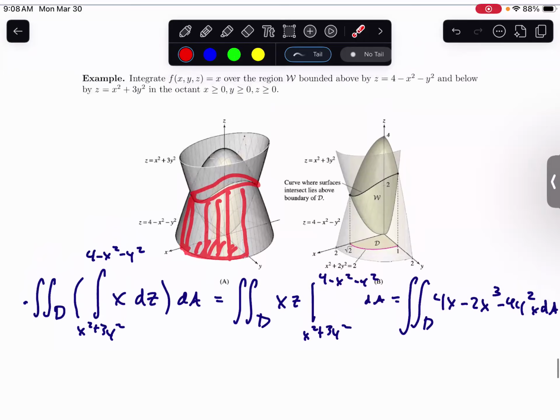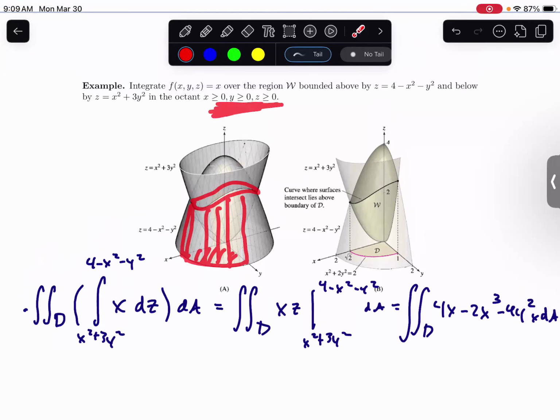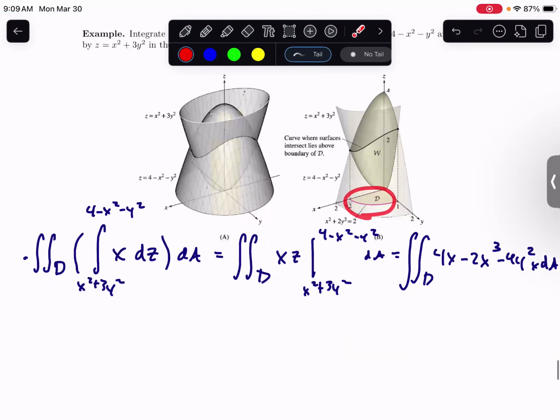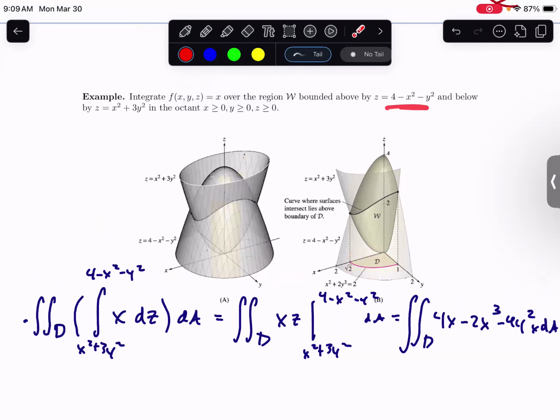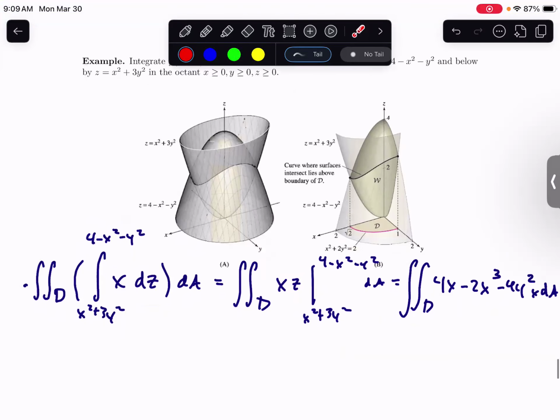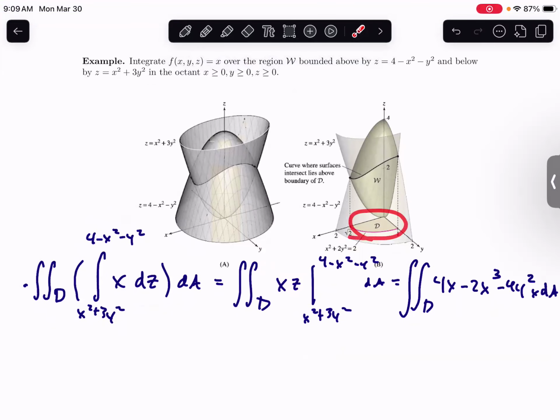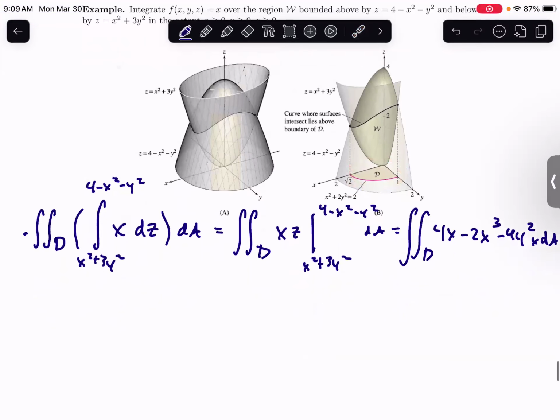And again, we only care about x, y, and z values greater than or equal to 0. So we don't care about this entire thing. We only care about the first octant. Well, I guess I could say quadrant, because we're restricting down to the xy plane since we're doing the double integral. And so we're going to find the intersection of these two surfaces, and that'll give us some sort of an equation. It looks like it should be the equation of an ellipse, but we should verify that.